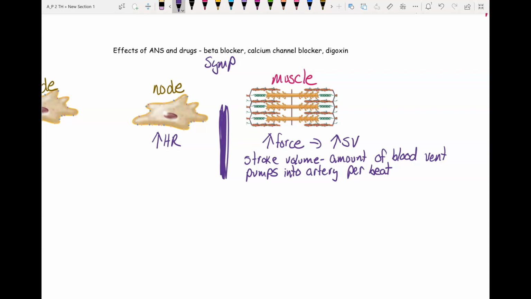Another thing to keep in mind is to keep these things separate. They are two separate things. Heart rate is the number of beats per minute, and stroke volume is the amount of blood pumped per beat. Students tend to want to use these interchangeably or mix them up, like start off a sentence talking about stroke volume and then finish the sentence with heart rate. Don't do that. Keep them separate from each other.